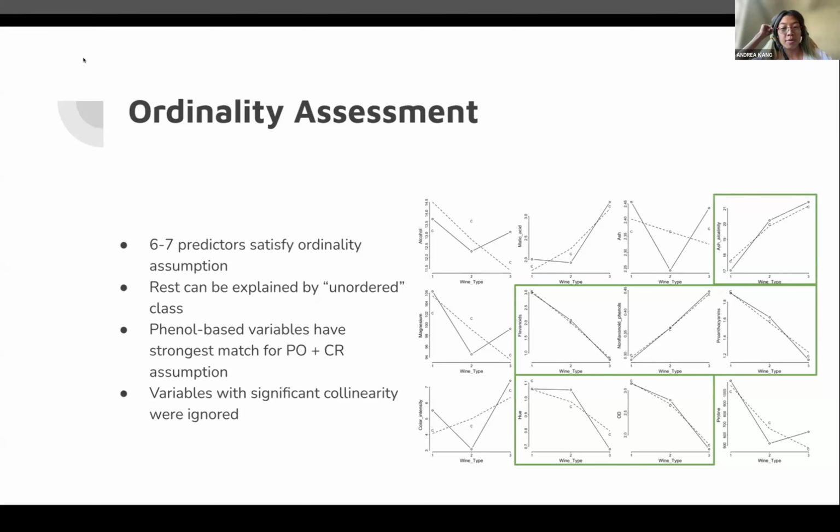The phenol-based variables have the strongest match with the proportional odds and the continuation ratio's constant slope assumption, especially with how well they match. They tend to match the stratified means based on this assessment. Any variables with significant collinearity, such as color intensity or total phenols, were ignored so that we could have a stronger model in this case.